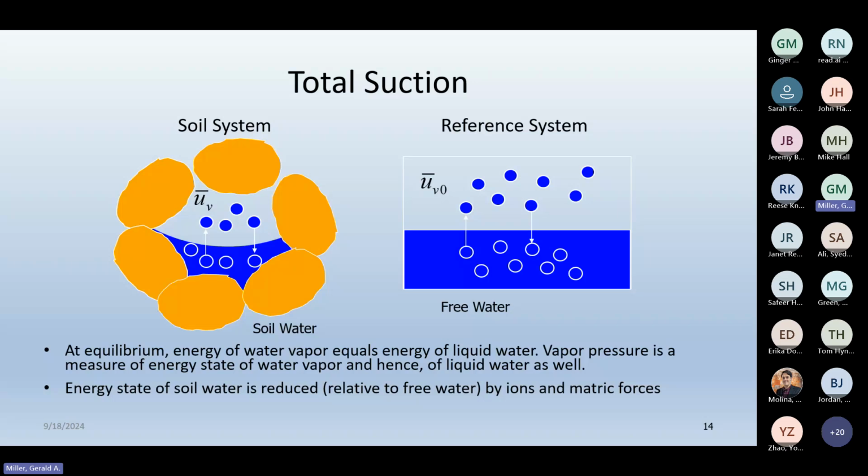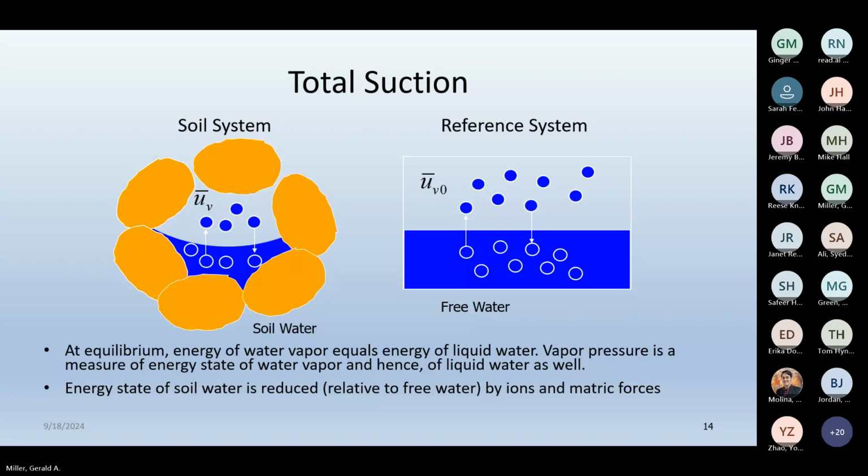Okay, so here's a comparison of our soil system to what we call the reference system. Whenever we're looking at pressure or energy, it's always relative to some reference system. Even pressure that we measure, air pressures or gas pressures or water pressure, it's always relative to atmospheric pressure. It's gauge pressure. So there's always some reference state involved. When we look at suction, the reference system is shown on the right.